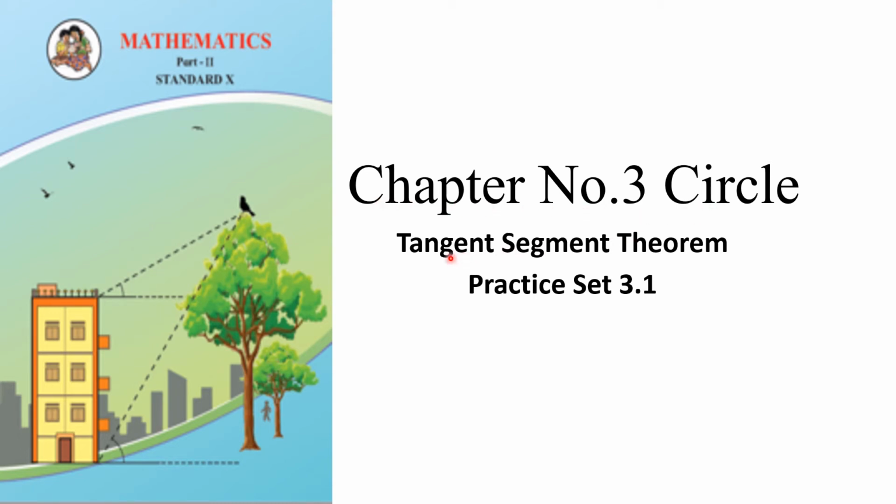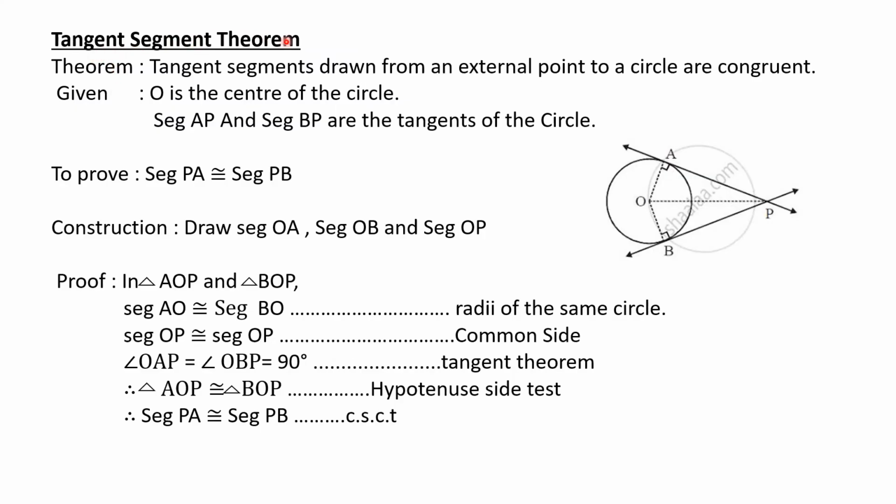In this video we are going to study the tangent segment theorem and practice set 3.1. Now we see the tangent segment theorem. The statement of the tangent segment theorem is: tangent segments drawn from an external point to a circle are congruent. Here the antecedent is a circle and the consequent is that the tangent segments drawn from an external point of a circle are congruent.